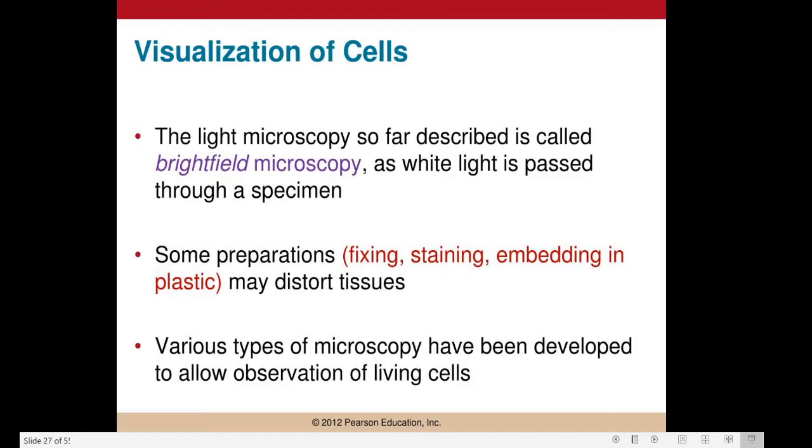In sample preparation, we have different steps. These steps are fixing, staining, embedding in plastic. These are all sample fixation. Sample fixation may be heat fixation or freeze thaw. Everything is there in the sample preparation. In sample preparation, we want to avoid debris, that is, remove the extra components. We need only the sample, only bacteria, only our cell.